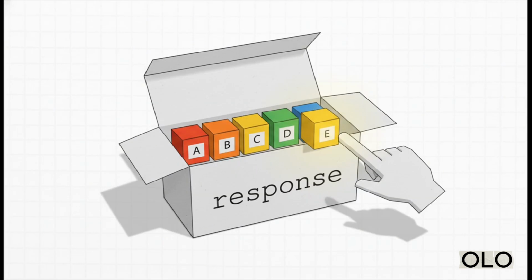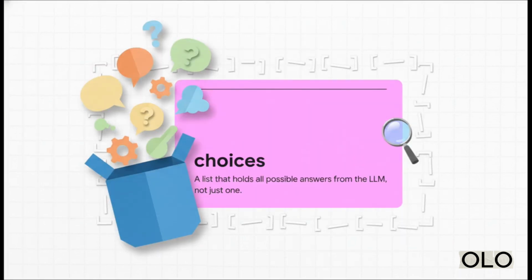Okay, let's move on to the next part. We open that main response box, and inside, we find something labeled choices. So what in the world is that? Well, this tells us something really cool about how these AI models work. A lot of the time, they don't just come up with one single answer. They might generate a few possibilities. So choices is a list of those potential answers. In our analogy, it's like opening the big box to find a whole row of smaller boxes lined up inside.